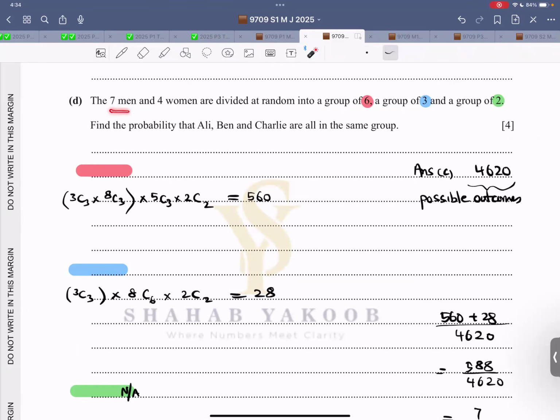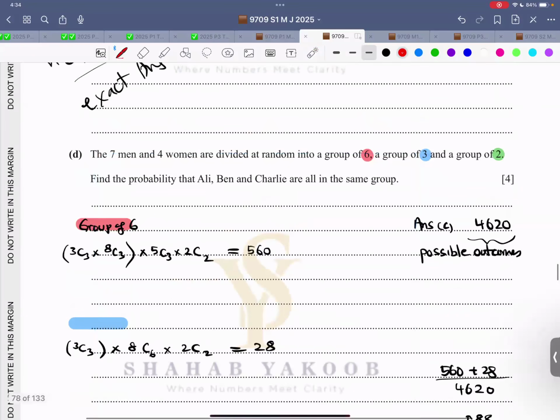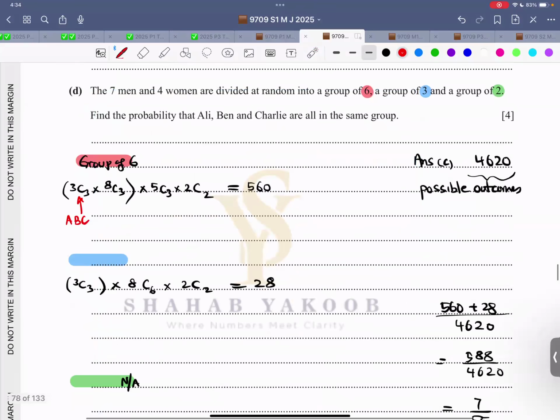Now, the last part was a nice one. It says the 7 men and 4 women are divided at random into groups of 6, 3, and 2. Find the probability A, B, C are all in the same group. Let's focus on the group of 6. So let me write over here, this is group of 6. Now, if we talk about this group of 6, first let me put in A, B, C in this place. So those three are there.